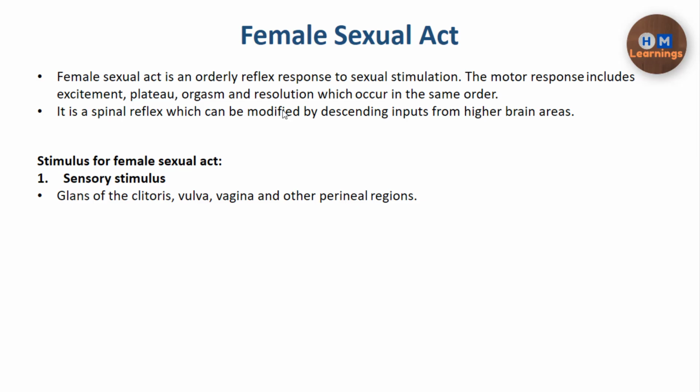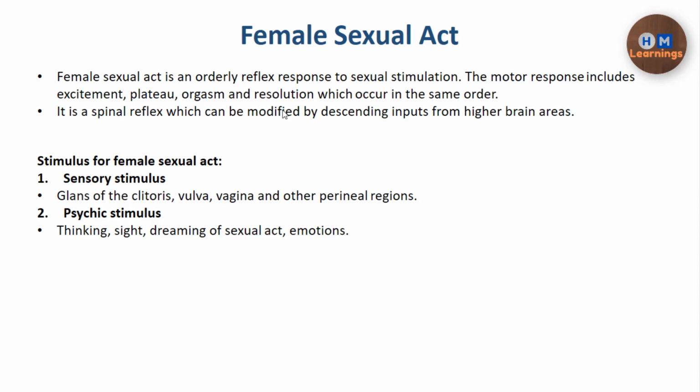What does it mean? What are the types of stimulation which could initiate the sexual act in the female? First, sensory stimulation, like tactile stimulation or any other type of stimulation of the external genitalia, like the glans of the clitoris, which is the most sensitive part, the vulva, vagina, and the other perineal regions. Then there could be psychic stimulation: thinking, sight, dreaming of the sexual act, and even the emotional state of the female.